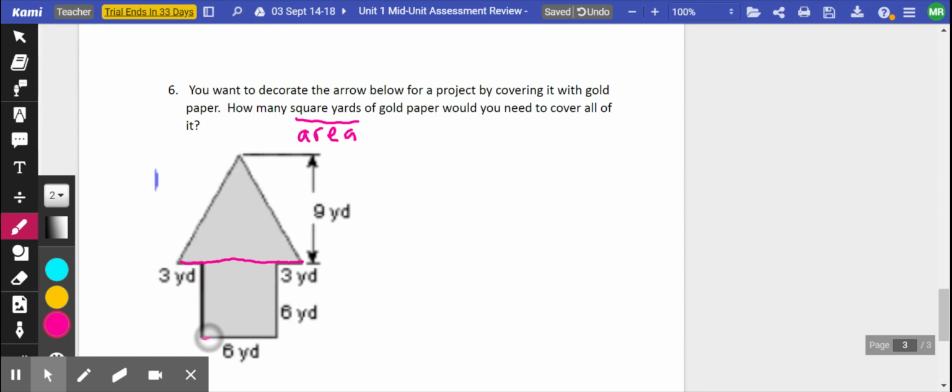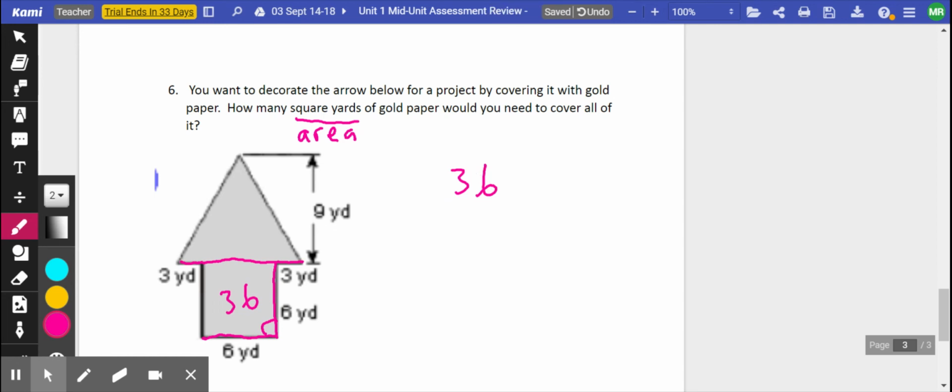So let me start with the rectangle. The rectangle has a base of 6 yards and a height of 6 yards. There's that right angle in the bottom right corner. 6 times 6 is 36. So we have 36 square yards for the rectangle, which happens to be a square.